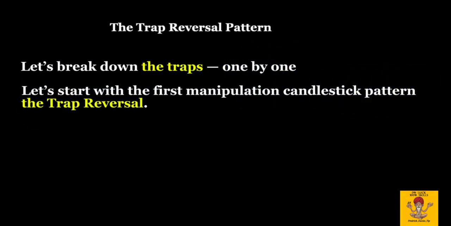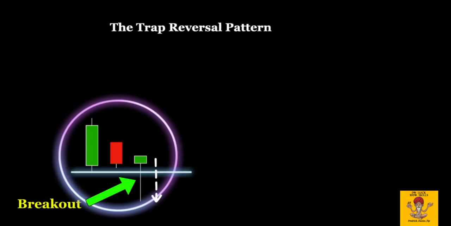Let's start with the first manipulation candlestick pattern, the trap reversal. The trap reversal pattern forms when the market breaks out of an inside bar setup, but then quickly snaps back in the opposite direction. It tricks traders into thinking a breakout is underway, only to reverse and trap them on the wrong side of the move.